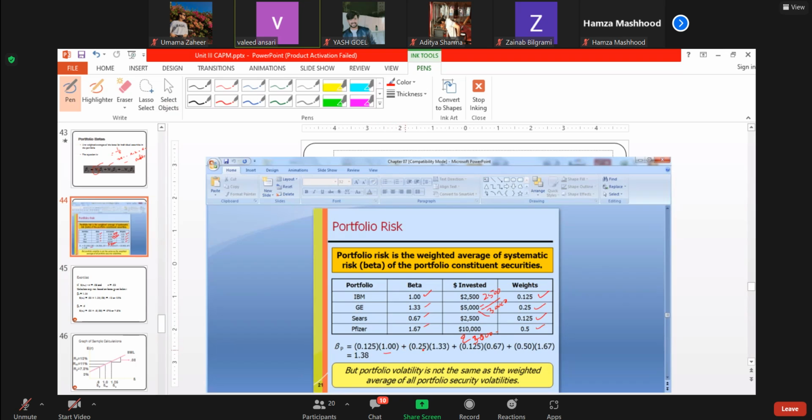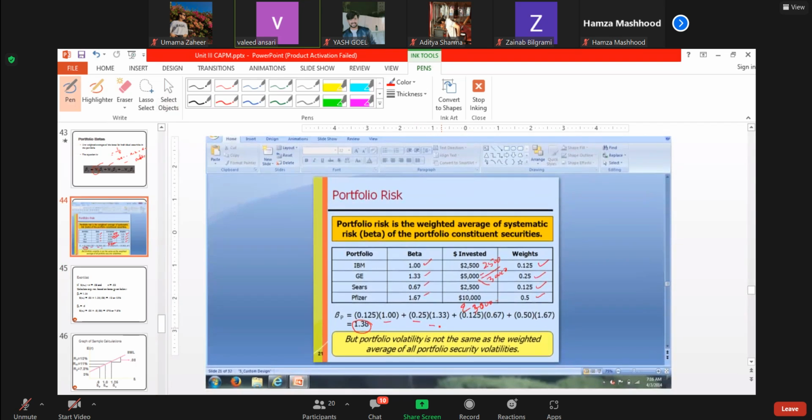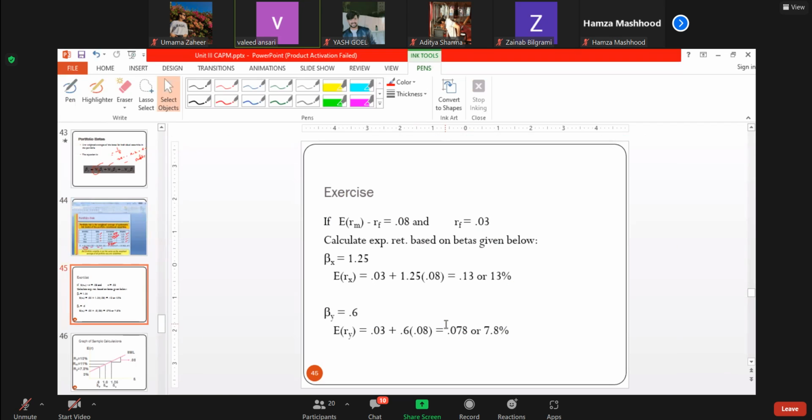That gives the portfolio beta, and if the portfolio beta is 1.38, it is riskier than the market. So it is simply the multiplication of 0.25 by the first beta, 0.25 by the next, and so on. It is a weighted average.